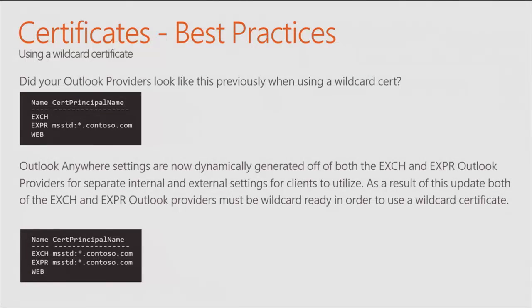If you're using a wildcard certificate, the top screenshot is what you probably were doing in 2010 and 2007. In 2013, you have to go a little further and configure both of the Outlook providers so that you have the dynamically generated settings in AutoDiscover giving back to the client the proper MSSTD value. Because in 2013, when AutoDiscover gets its query and makes its response to the end user, the settings are dynamically generated now, based off of both the EXCH and the EXPR settings, depending on if it's the internal settings or the external settings for the user.